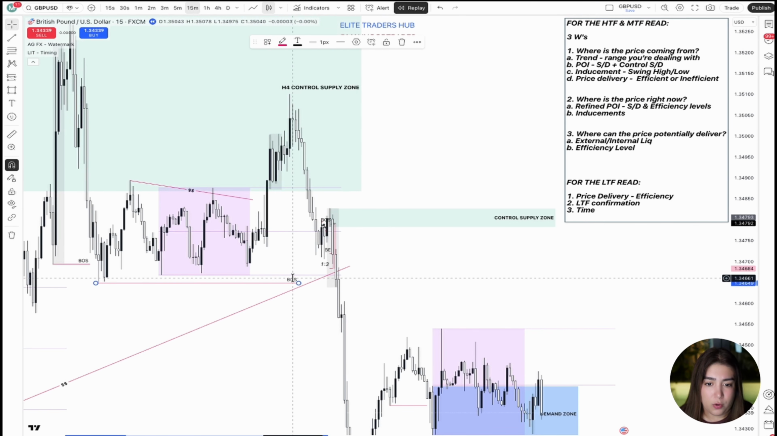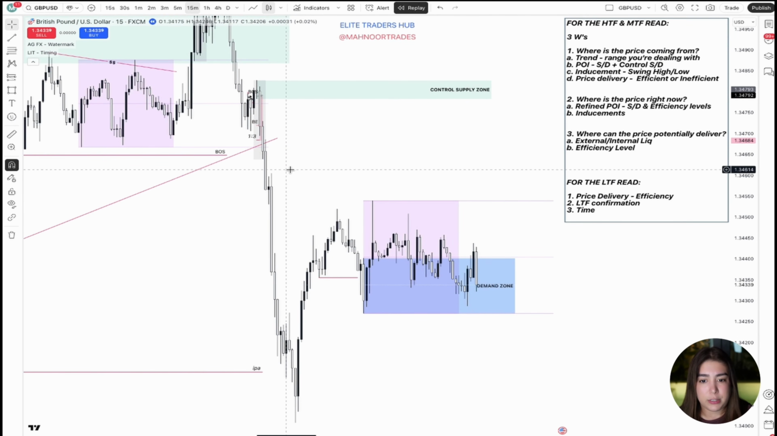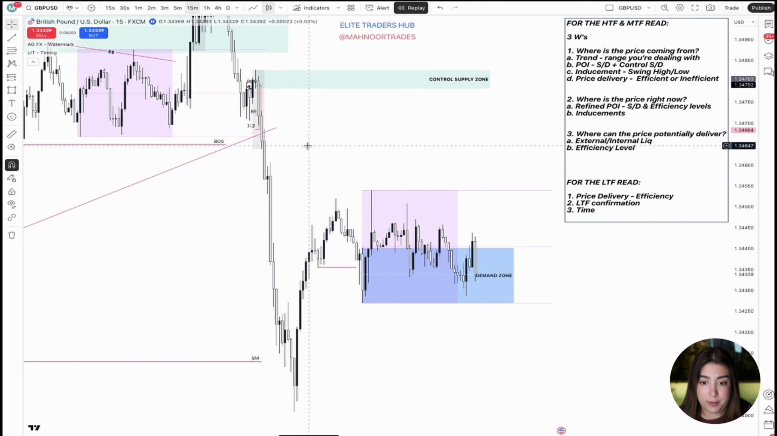Now, this low was the final push to make this break of structure happen, through this structural point here, this retracement point here. So that becomes a control zone. Price from this point here again. So that is basically looking at the trend, looking at the point of interest, looking at inducements. That's very important to look at.